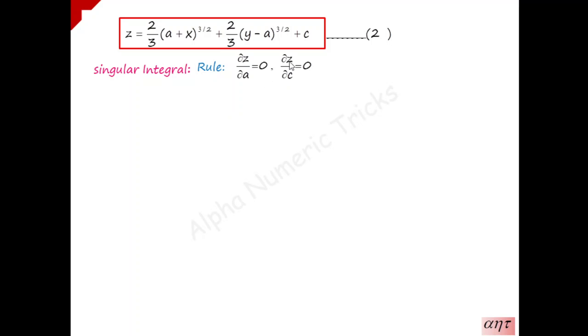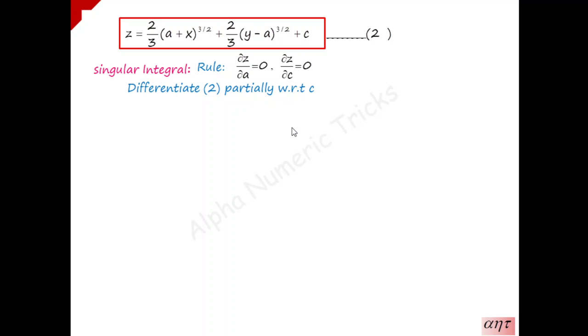Okay, so we try to differentiate this. So differentiating this equation partially with respect to C, because C is separately there. Whenever you have this type of complete integral solution, then you have to differentiate this first. Okay, then you can easily conclude your result. That's why I asked you to do that.